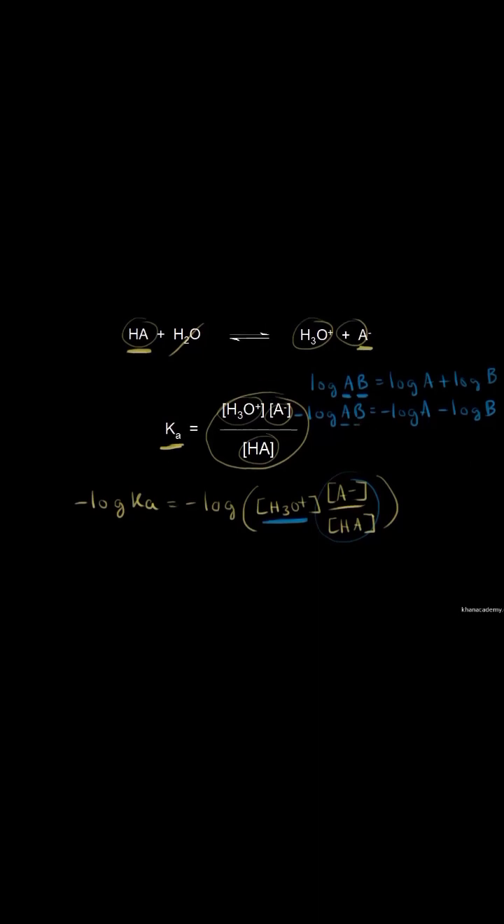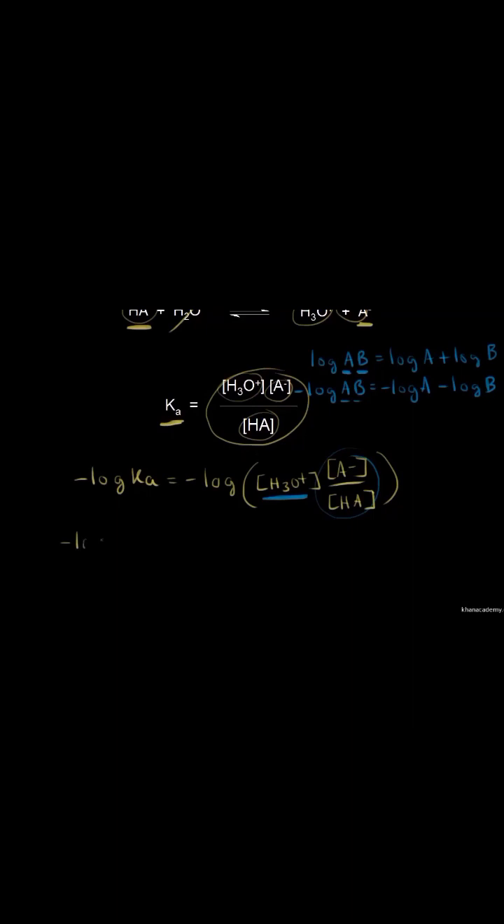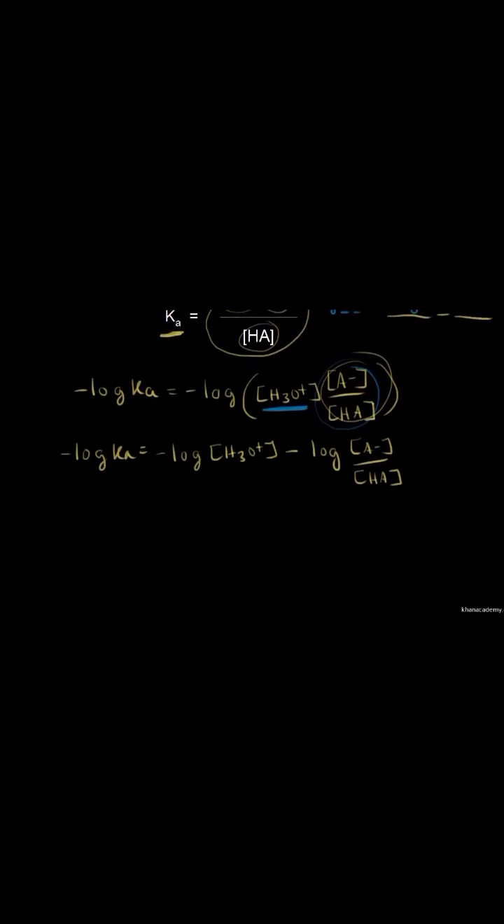So let's get some more space, and let's think about our log property. On the left side, we have negative log of Ka, and on the right side, we would have negative log of the concentration of H3O plus, minus the log of B, which is A minus over HA. We can keep going here, because the negative log of Ka is equal to the pKa.